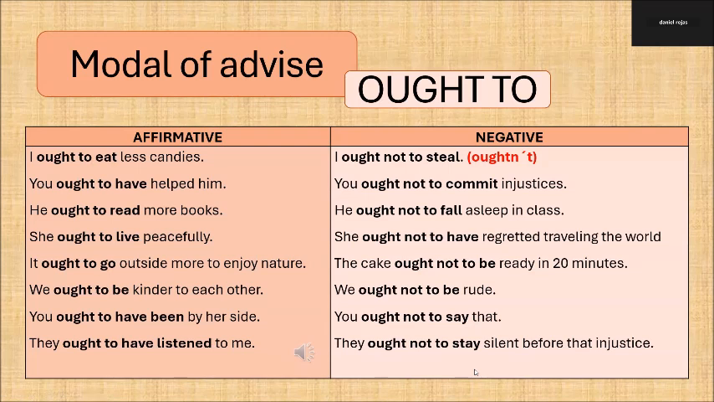Now we'll see some examples in affirmative using the modal verb ought to. I ought to eat less candies. You ought to have helped him. He ought to read more books. She ought to live peacefully. It ought to go outside more to enjoy nature.